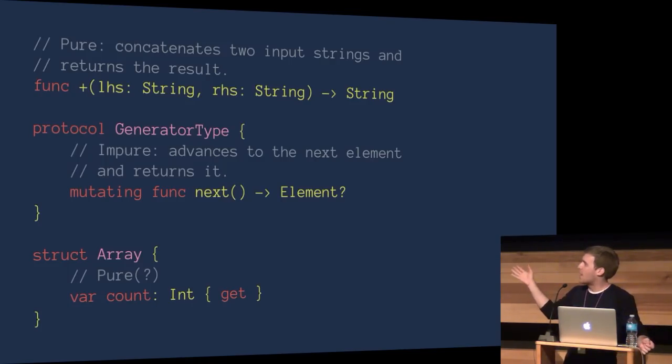In my opinion, this property, array.count, is pure because it depends only on the input that is the array itself. If the array hasn't changed, the output, the count, hasn't changed either. So to me, this is a pure function with a hidden input of self. And as long as self doesn't change, the count doesn't change.